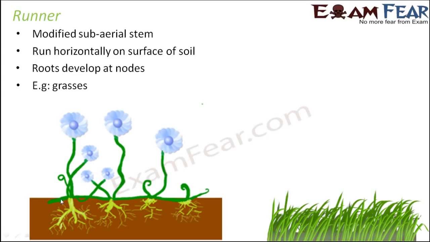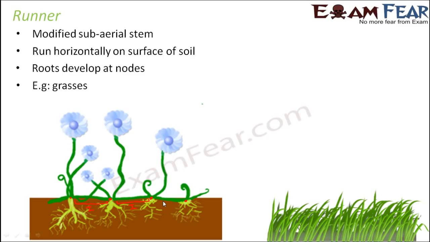So if you see here, this is a modified runner. So you see it runs horizontally along the ground, and you see these are the nodes. So at nodes, roots have developed. So roots develop at the nodes, and if you look at the internodes, they have got quite long internodes. So the internodes are very long. From the nodes develop the roots, and the stem runs horizontally on the surface of the soil. Now examples of runner, a very good example would be grass. So grasses are all runners because in them the stem runs always along the surface of the soil.